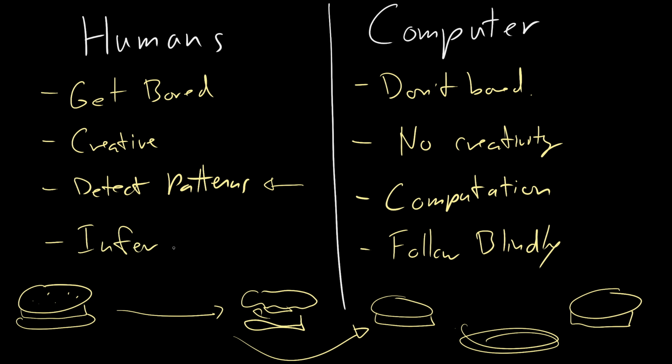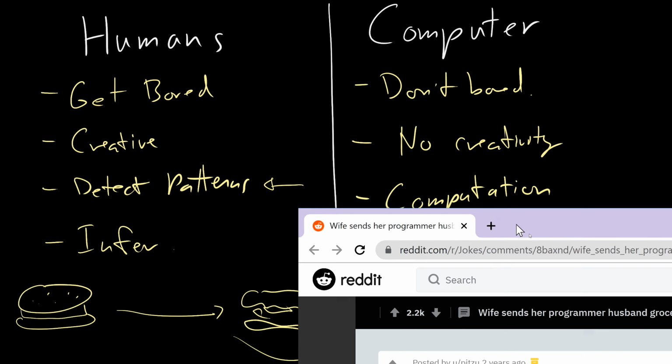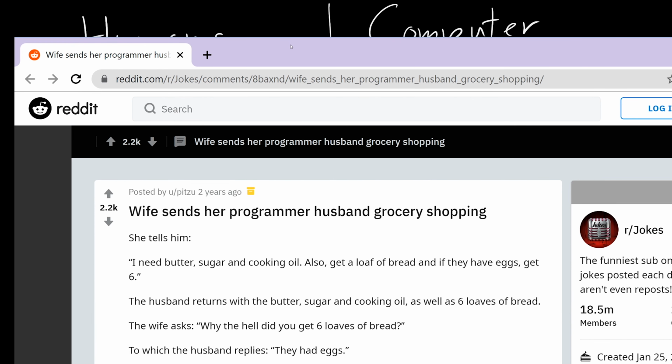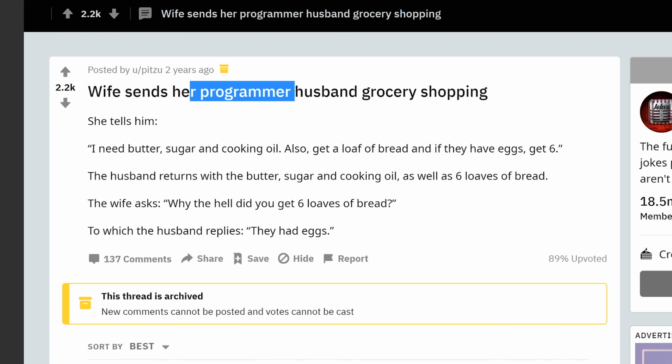There's actually a very funny joke. Well, I mean, it's not that funny, but there is a joke that explains this exactly. What this joke shows is that humans are good at inferring things. That means you don't need to tell them exactly what to do, but they'll know what to do. Why? Because we have experience and we can infer certain things. But computers, they can't do that. They just do exactly what you tell them to do. Kind of like this programmer.